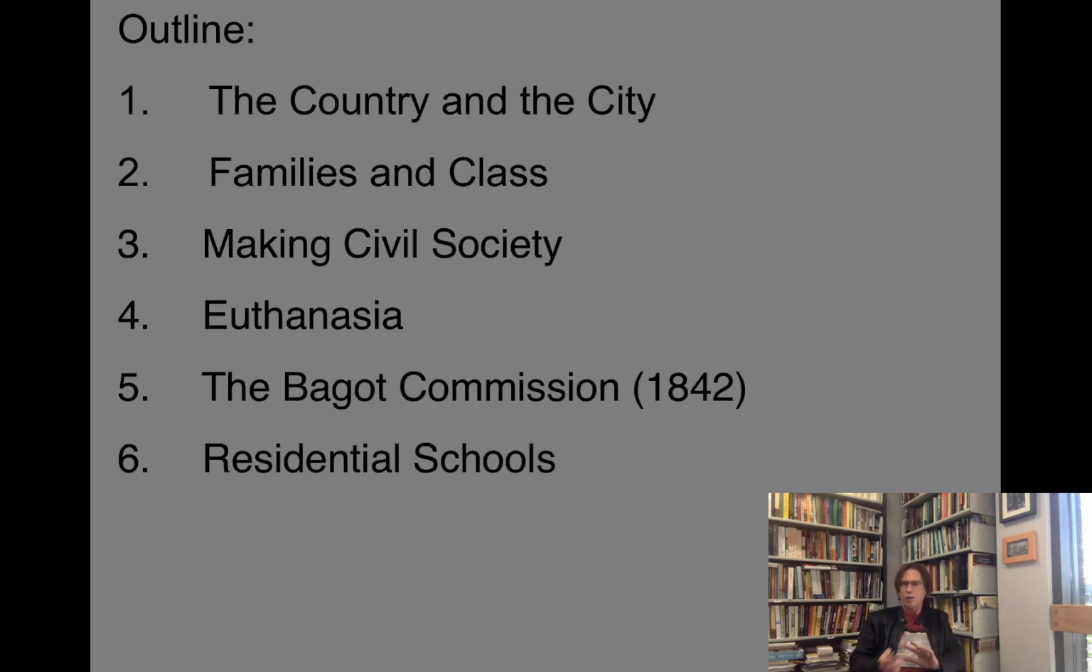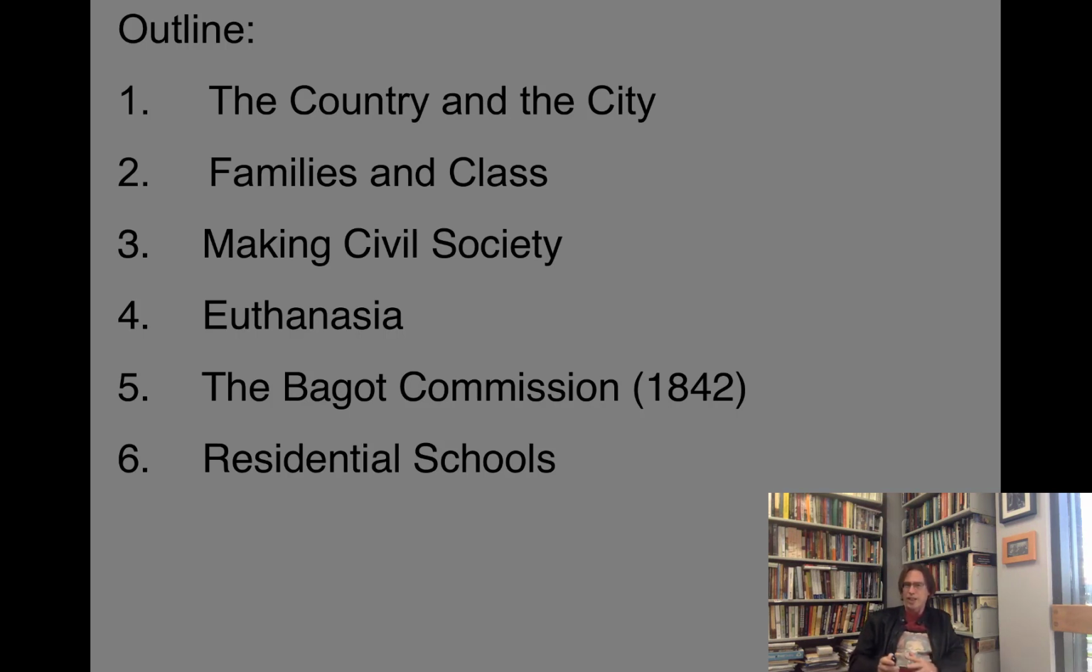So we're going to cover a fair bit of ground. We're going to look quickly at the country and the city, a picture of industrial and urban society emerging. We'll look at how that's impacting families and creating class divisions in the society. And then we're going to look at a political response to that, a very, very important one, and it very much informs the readings that you're going to have in your forum this week.